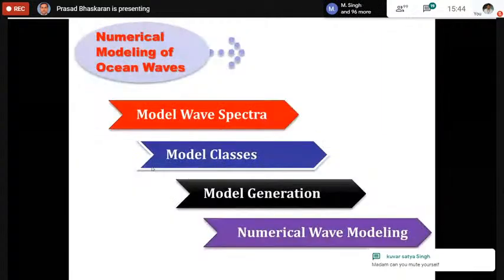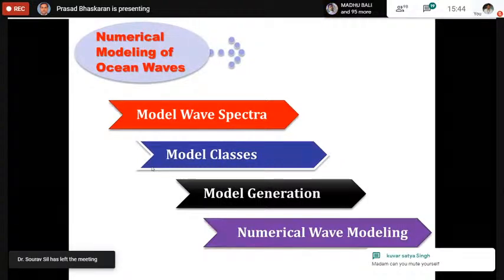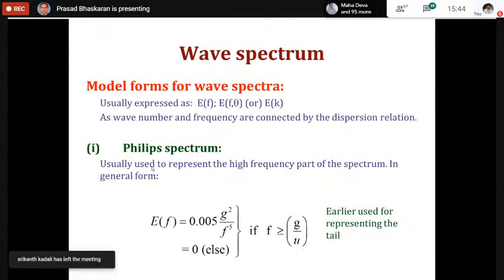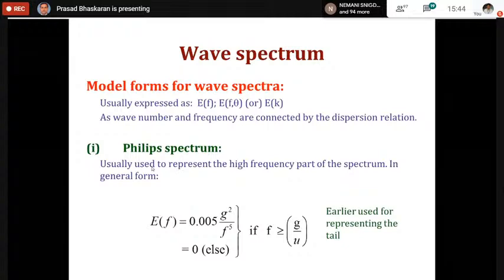So now I'll go on to talk about the wave spectra. In the numerical modeling of ocean waves, I will first cover the wave spectra, the model classes, generation, and the numerical wave modeling. As I was saying earlier, the development of spectra started somewhere in the 1950s. In 1951, a very popular spectrum was developed called the Phillips spectrum. This was the first spectrum that was developed and documented.